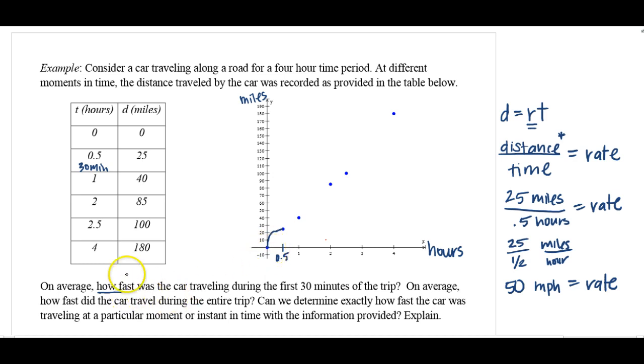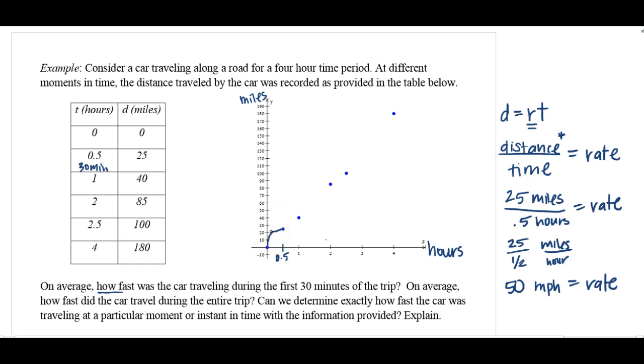So on average, I was traveling 50 miles an hour if I traveled a total of 25 miles in 30 minutes, but there's no way I was going 50 miles an hour at every single time between 0 and 30. So that's the difference between the average and the instantaneous.